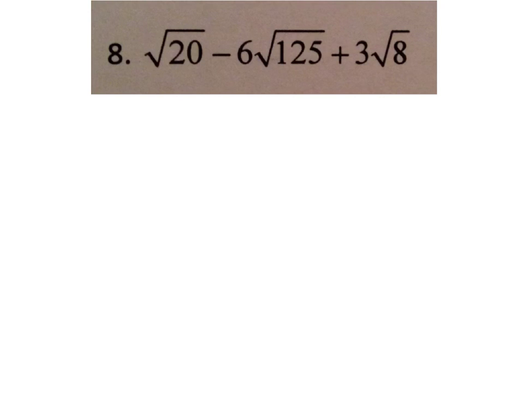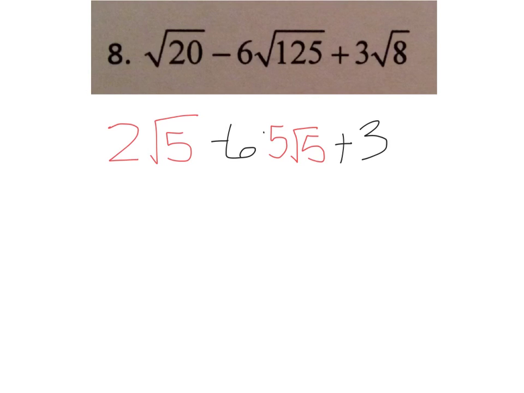In another addition problem, I would prime factor all of these. I'm not going to show you all of that work here. The 20, if you were to prime factor it, you would see would become 2 rad 5. And then I would have minus 6 times, the 6 was already there. That's a coefficient that was already there. The 125 would become 5 radical 5 if I prime factored it, plus 3 times 2 rad 2.